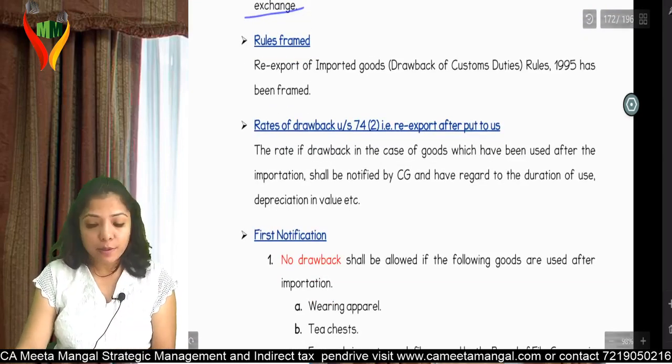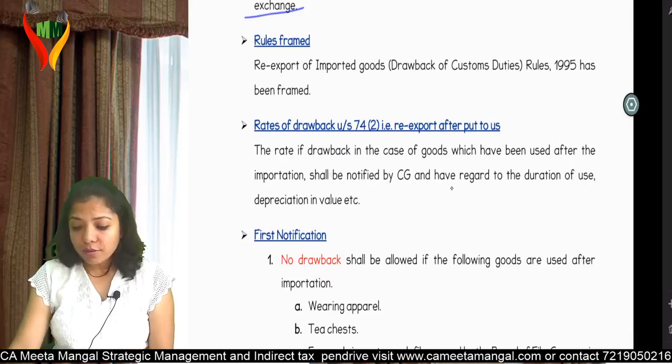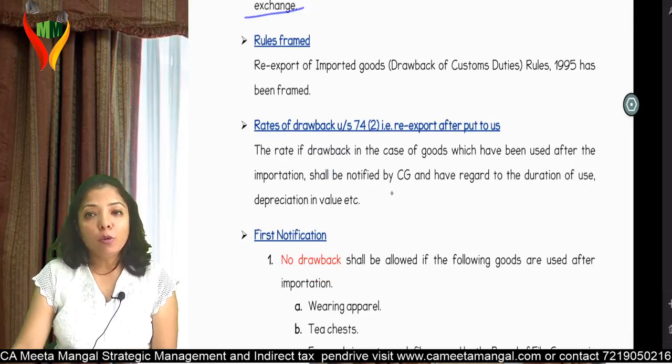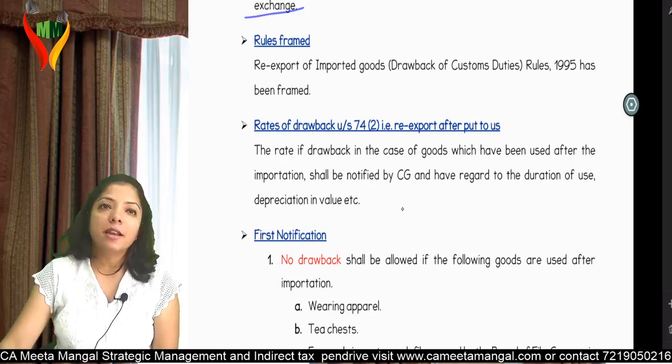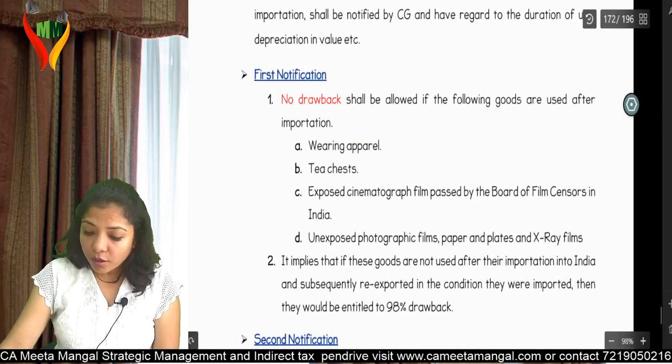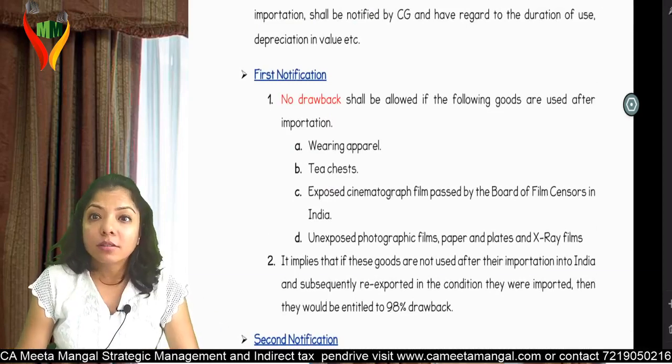So what rate are you eligible for? The rate of drawback in the case of goods which have been used after importation shall be notified by the central government, having regard to the duration of use and depreciation in value. So here we have 3 notifications. All 3 are very important.